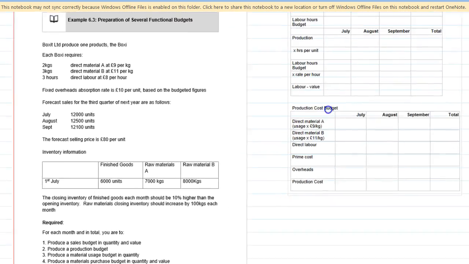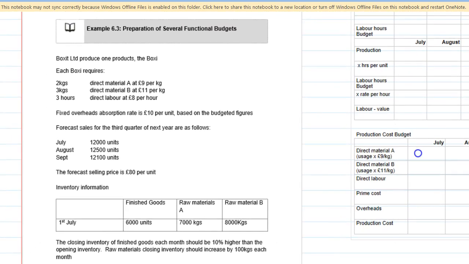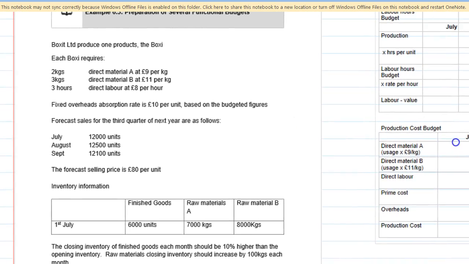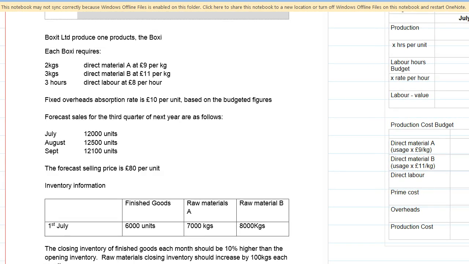In the question, we've got a lot of information that we've been given. We're looking at Bloxit Limited, producing one product, the Bloxy. We've got the information about materials and labour. Material A, material B, and direct labour is £8 an hour. Our fixed overhead absorption rate is £10 per unit. That goes back to last term. We looked at the overhead absorption rate and how it was calculated. We're now going to apply it in a budgetary situation.